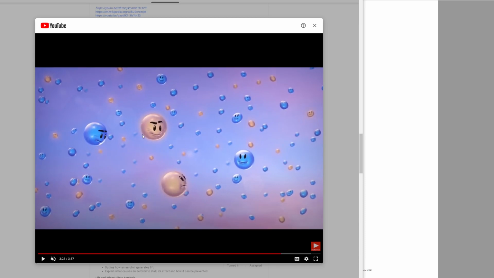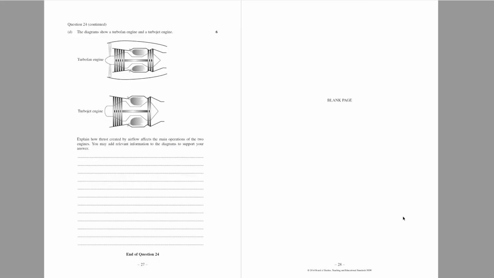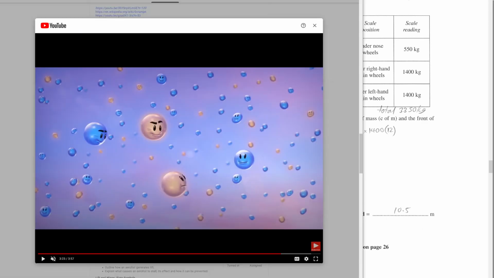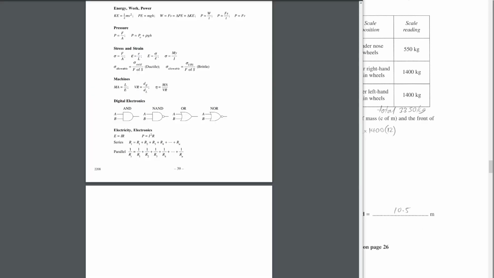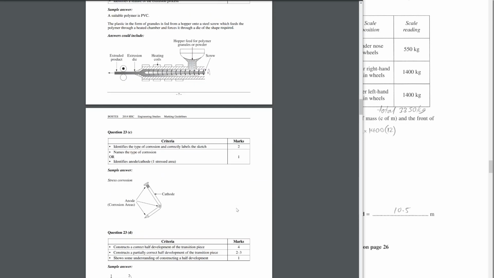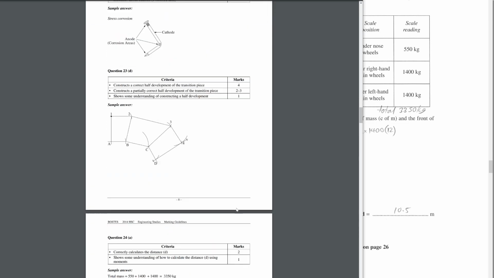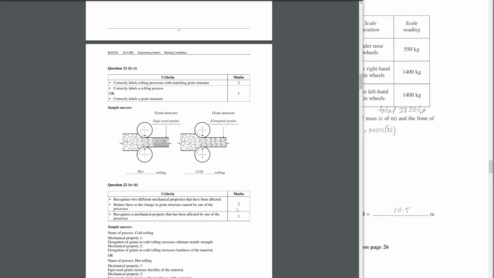Anyway, okay, so the purpose is not to see whether or not I would get the right answer. The purpose is to give you the best possible answer. So let's just read out what they wrote.